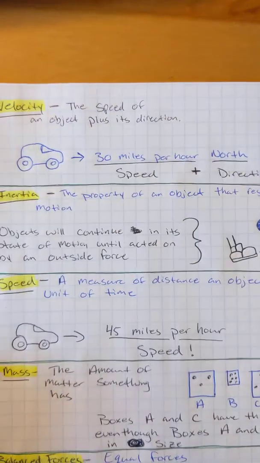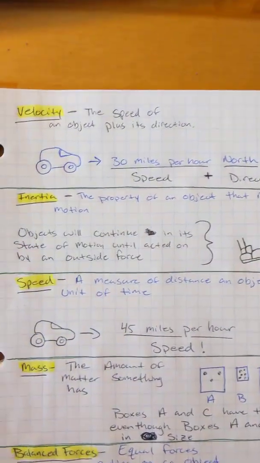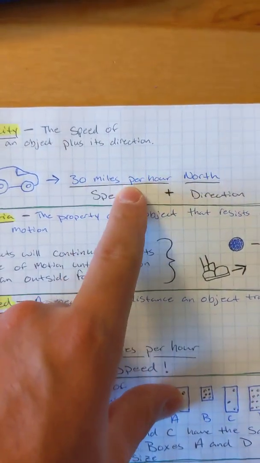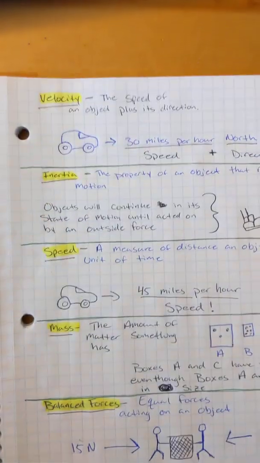Velocity is the speed of an object plus its direction. So that could be 30 miles per hour north, right? So that's speed, 30 miles per hour, and direction is north.